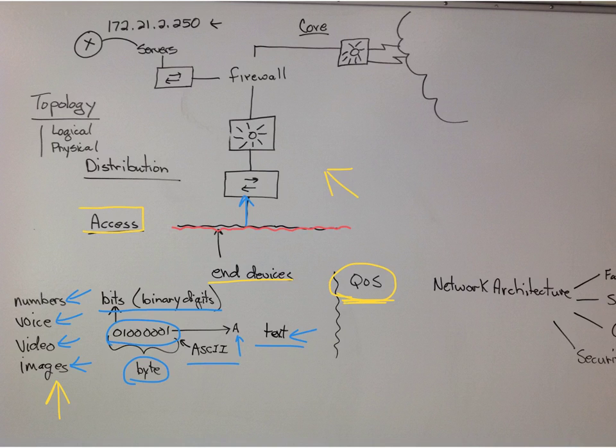Most networks have somewhere the ability to access the network. We distribute the information in the network, and then for some companies we also have a core in which we connect multiple networks together. And then in our scenario here, we have a firewall controlling the traffic coming in and out.